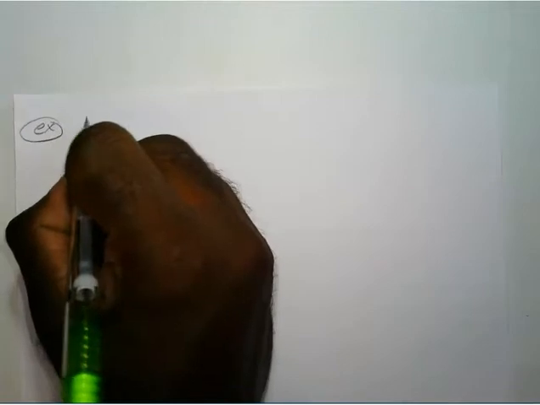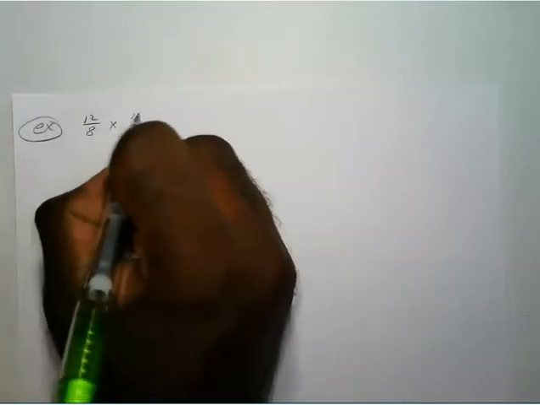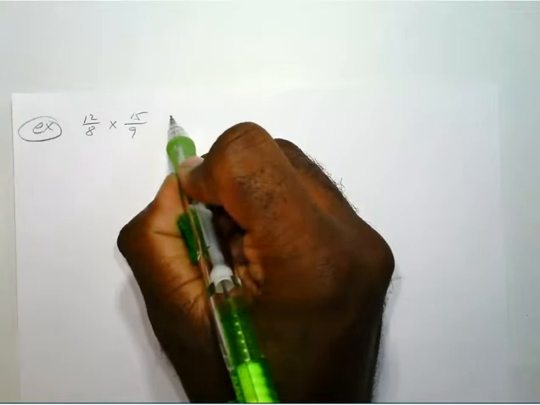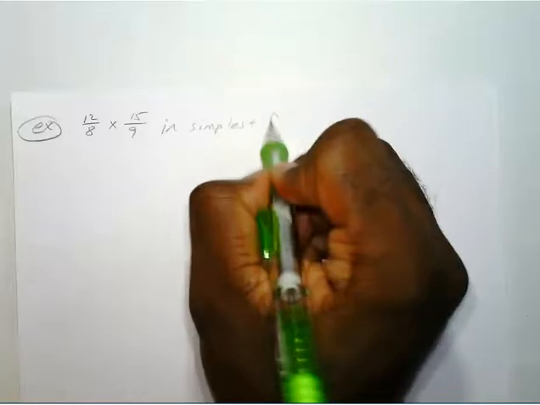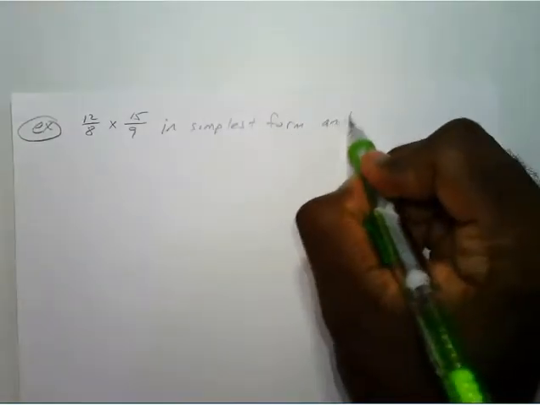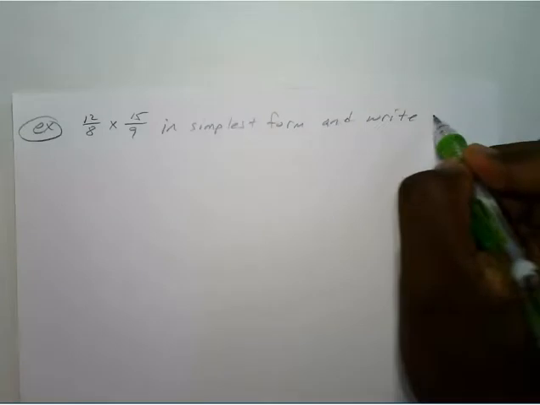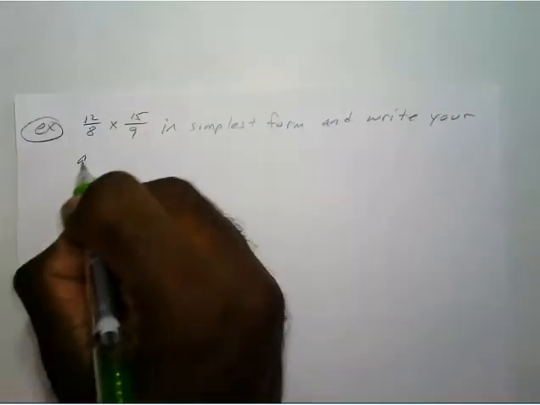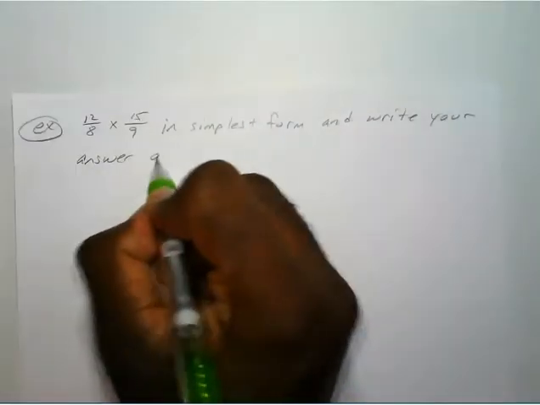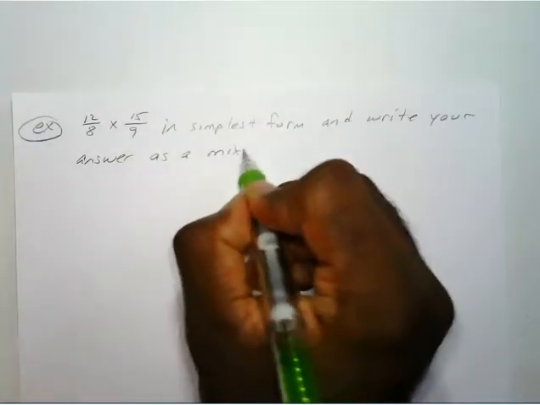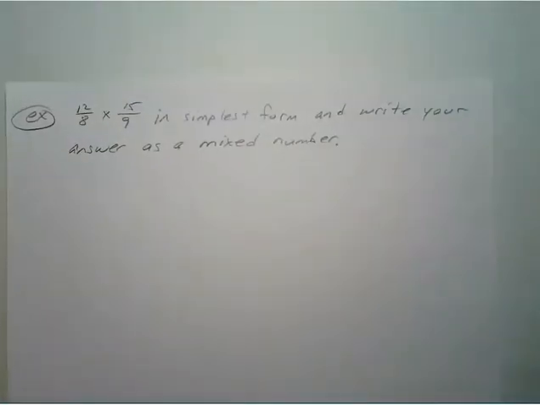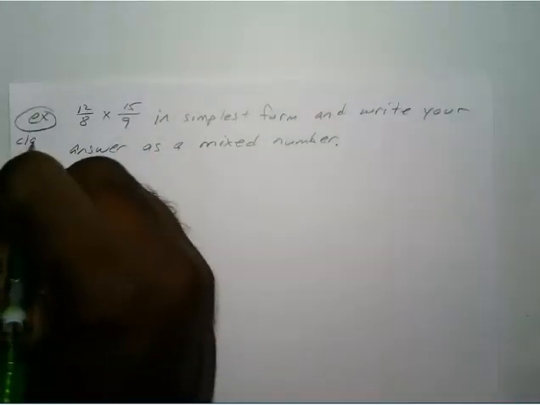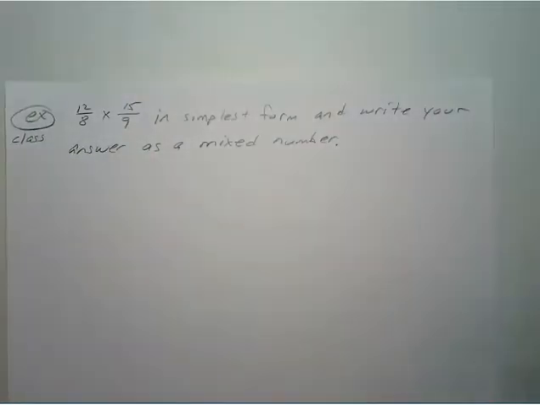Okay, so what if you have 12 over 8 times 15 over 9 in simplest form, and write your answer as a mixed number. All right, so what I want you to do, once again, go ahead and press pause and try to solve this one on your own.